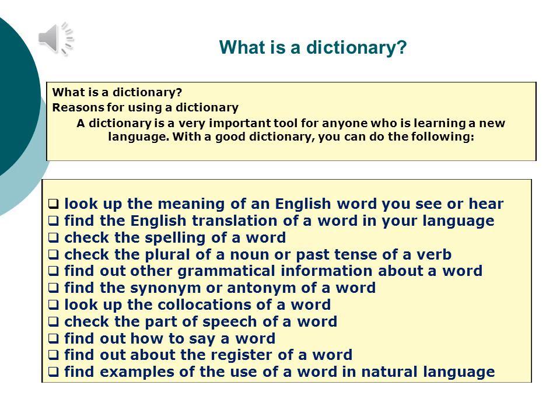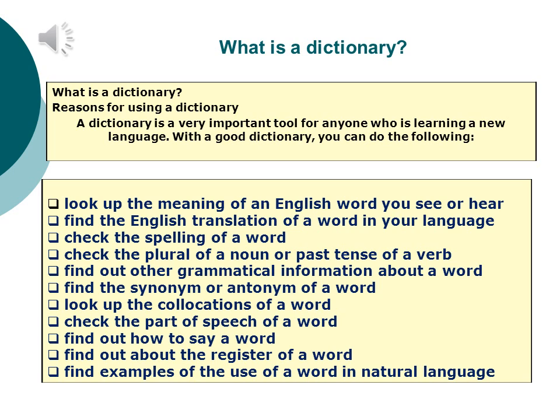A dictionary can also help you look up the collocations of a word, which is a combination of words in a language that happens very often and more frequently than would happen by chance. A dictionary can also help you check the part of speech of a word. It can also help you find out how to say a word, that is, how to pronounce it.